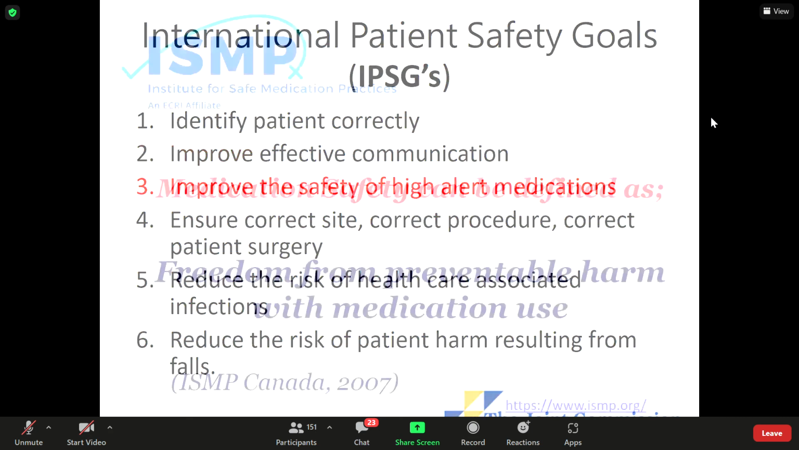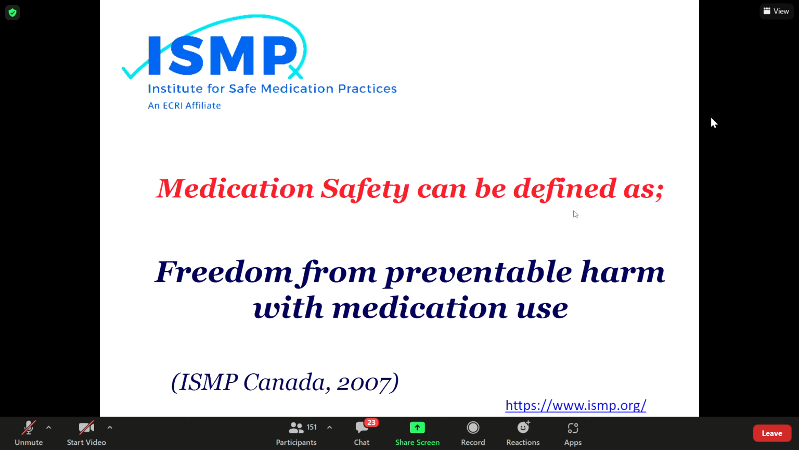Medication safety can be defined as freedom from preventable harm with medication use. This is by the ISMP, the Institute for Safe Medication Practices. I would really encourage you to look at the website, which is posted below, and read more about medication safety. How can we prevent harm contributed by medication administration?